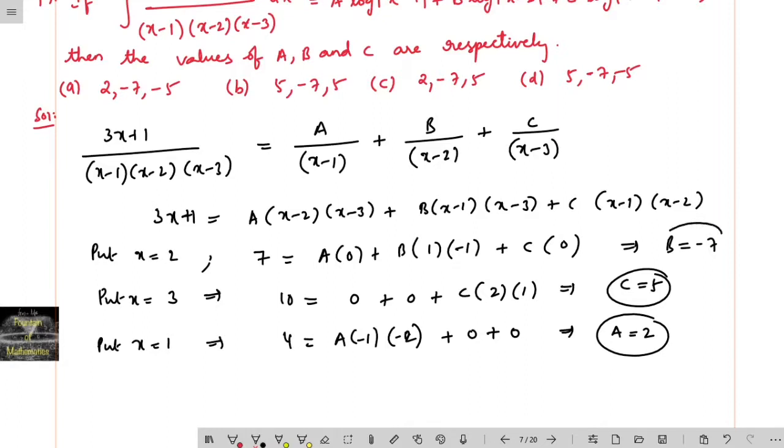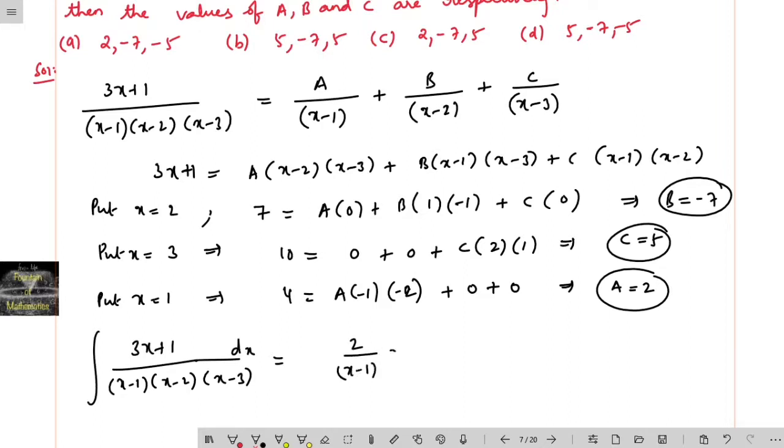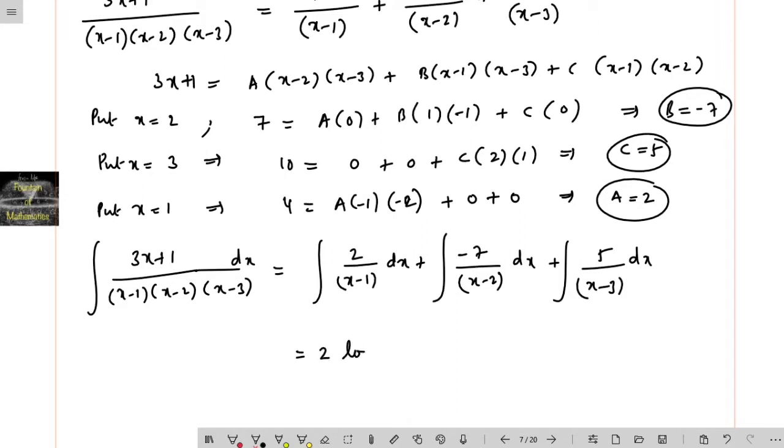A is equal to 2, b is equal to minus 7 and c is equal to 5, and hence we can write this 3x plus 1 upon x minus 1 into x minus 2 into x minus 3 is equal to integral, if I put this, a is nothing but 2 upon x minus 1 dx plus b is nothing but minus 7 upon x minus 2 dx plus c is nothing but 5 upon x minus 3 dx integral, and hence the answer we can just apply here logarithm: 2 times log of mod x minus 1 plus minus 7 times of log of mod x minus 2 plus 5 times the log of mod x minus 3.